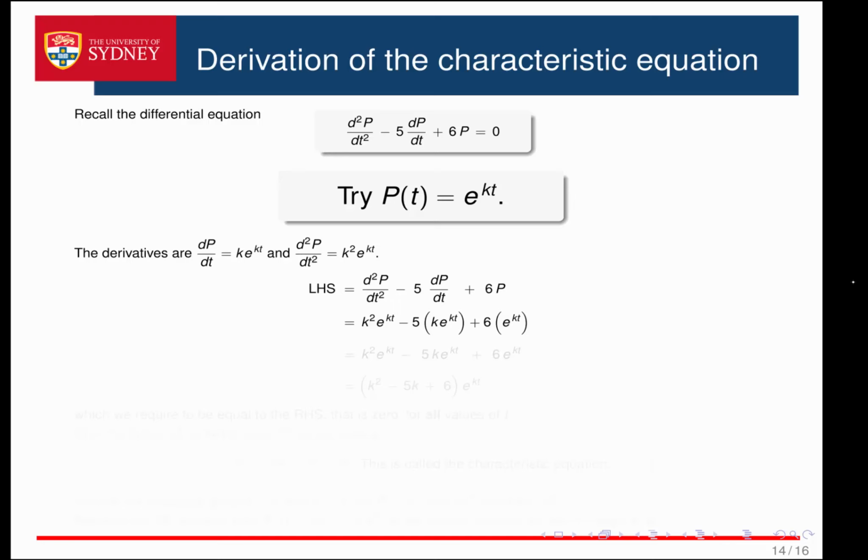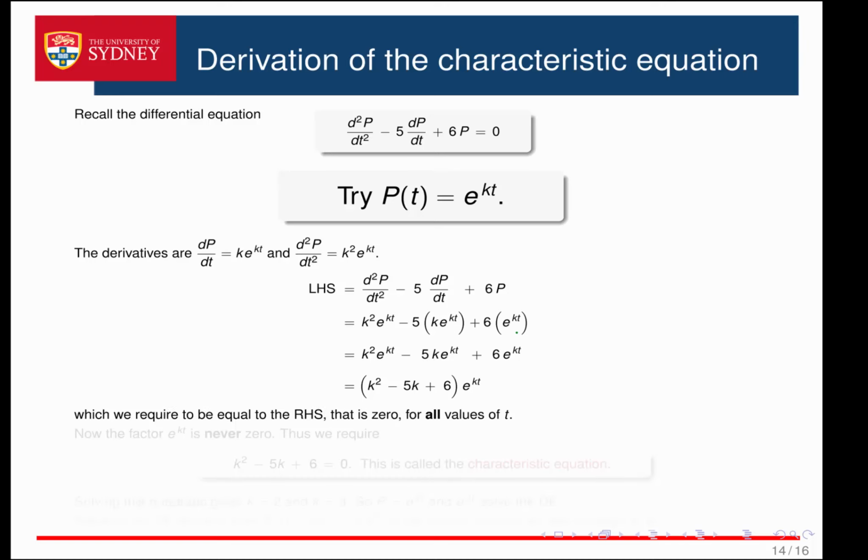We replace the second derivative d2p dt squared with k squared e to the kt, dp dt with k e to the kt, and p with e to the kt. And so we get k squared e to the kt minus 5k e to the kt plus 6e to the kt. Now we take out the common factor of e to the kt to get k squared minus 5k plus 6 times e to the kt.